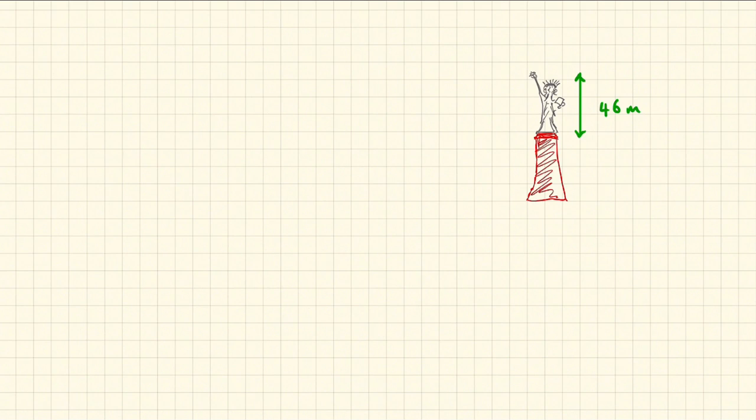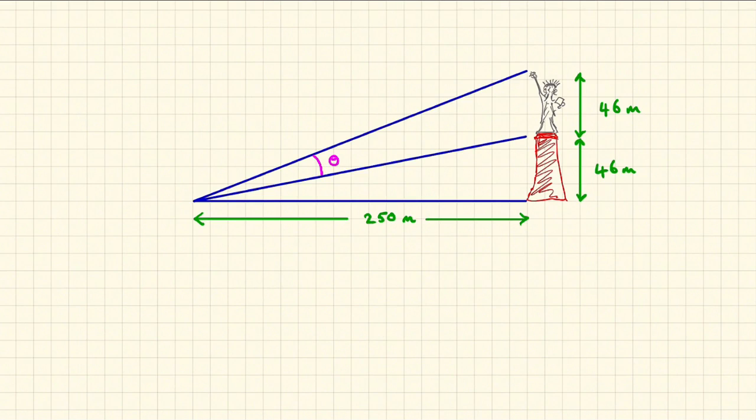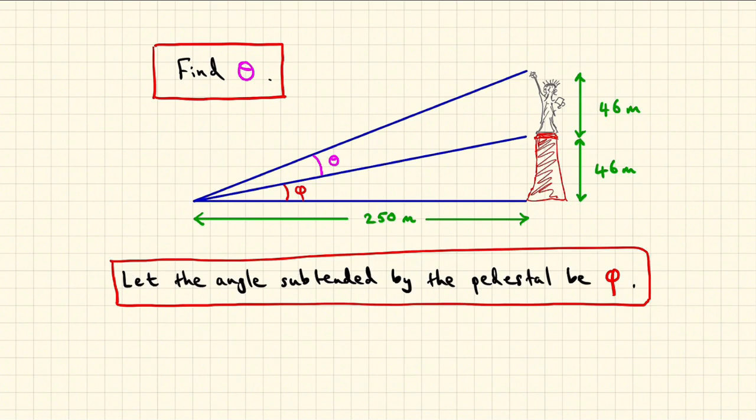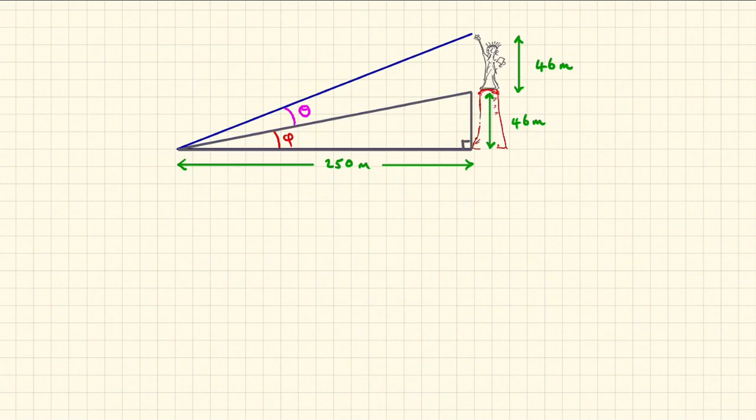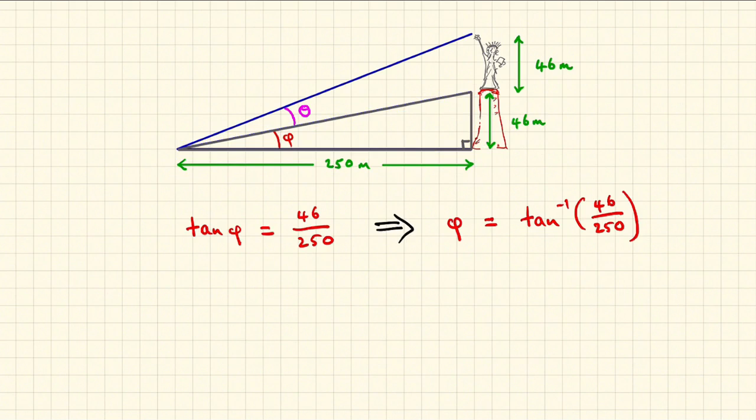Here's an application. The Statue of Liberty is 46 metres tall, standing on a pedestal of the same height. Find the angle theta subtended by the statue if you're viewing it from a distance of 250 metres. Though we haven't been asked to find it, let's denote the angle subtended by the pedestal by another angle called phi. So there's a right-angled triangle with angle phi, with opposite side length 46 metres and adjacent side length 250 metres. So tan of phi is the fraction 46 over 250. So undoing this gives us phi equal to inverse tan of that fraction.